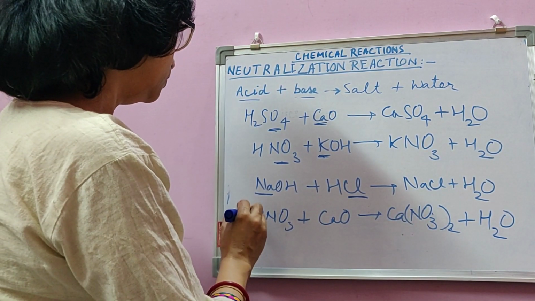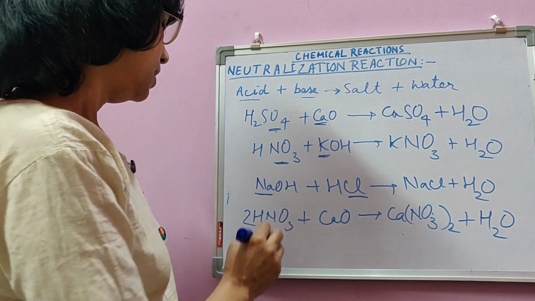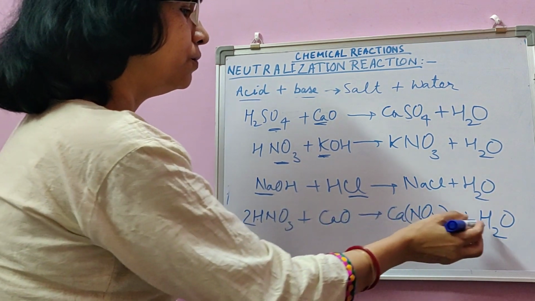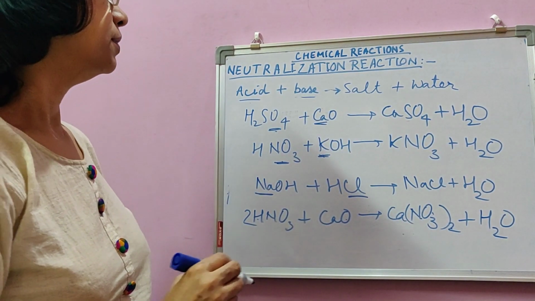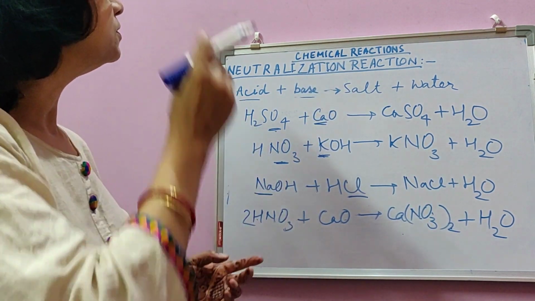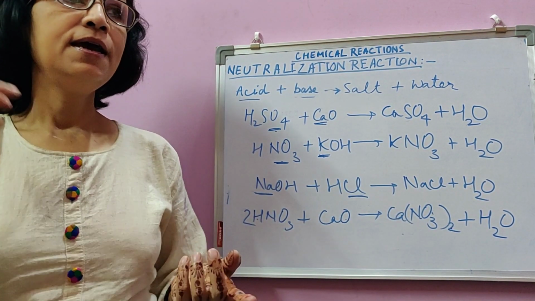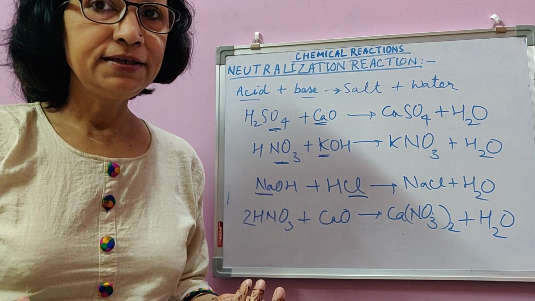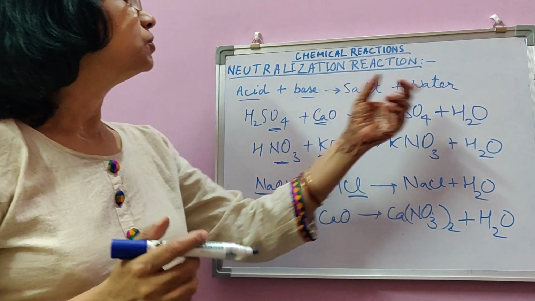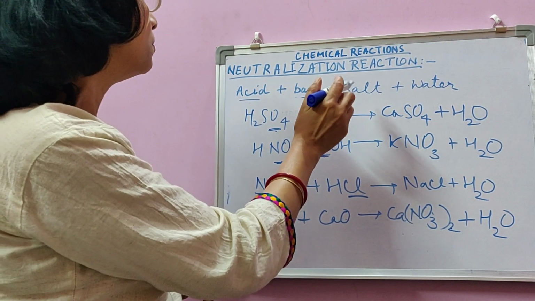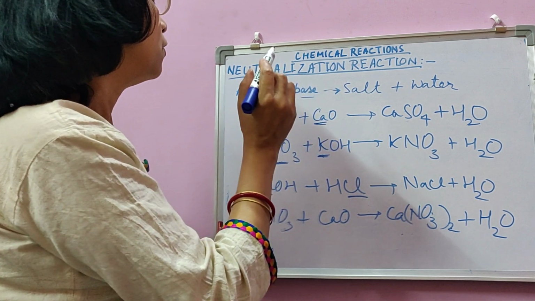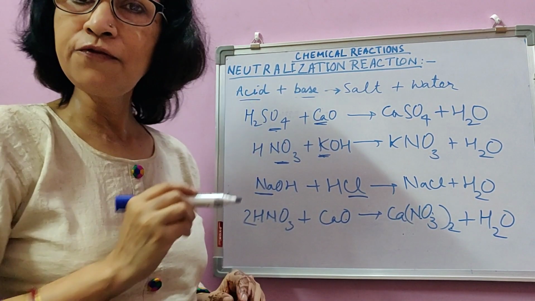There are 2 nitrate ions, so we'll take 2HNO3. Then 2H and 1O will form H2O only. So all of these are examples of neutralization reaction, and as I said, acid and base will form salt and water. Salt will be formed by the cation of the base and the anion of the acid.